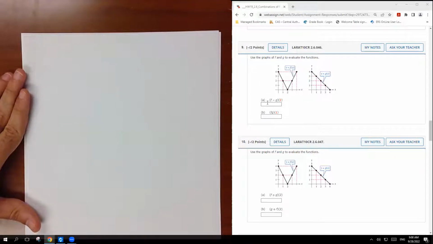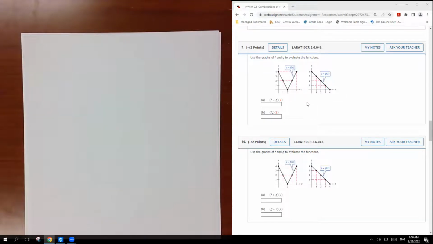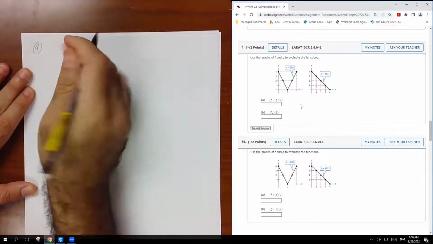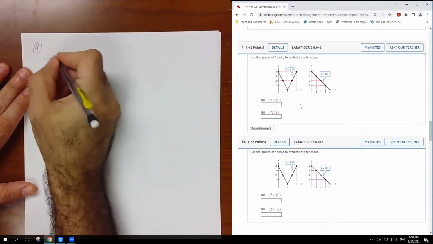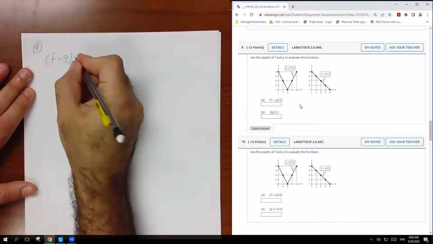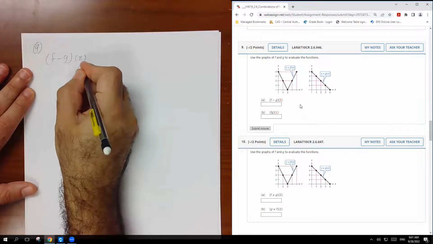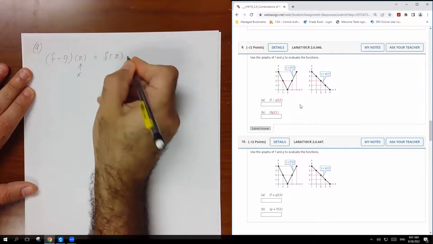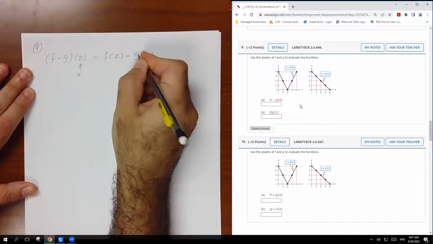Example 9, we need to find f minus g at number 2. But we have 2 graphs. So for example 9, we have a graph for f and a graph for g. We need to find f minus g at 2. That means the x value is 2. So the function says f of 2 minus g of 2.